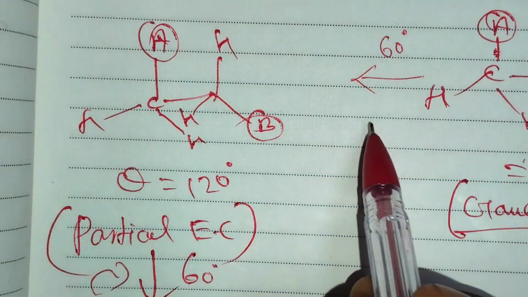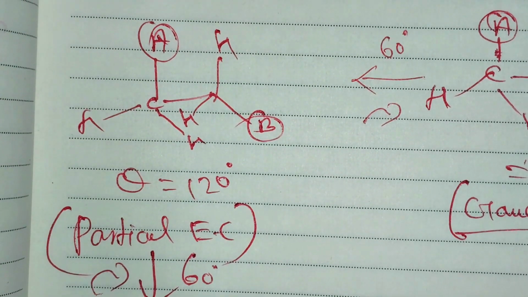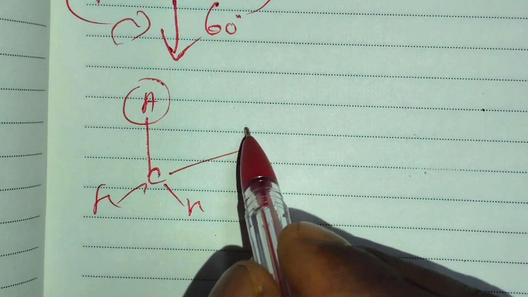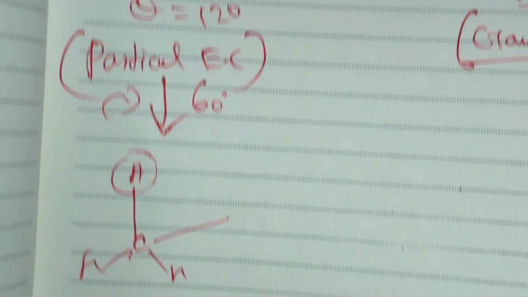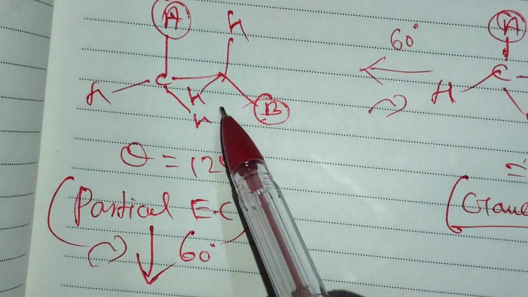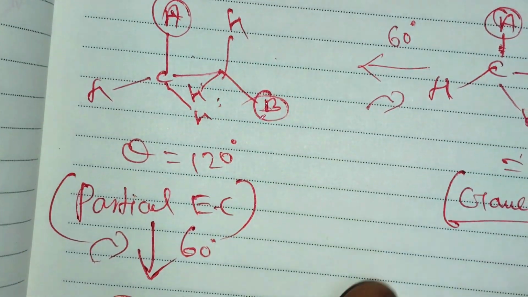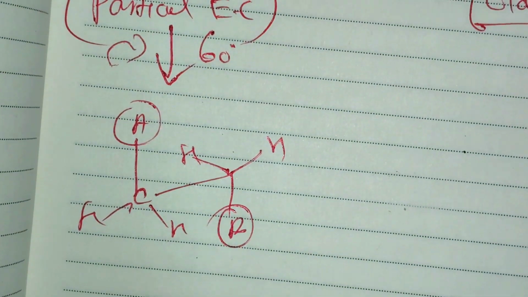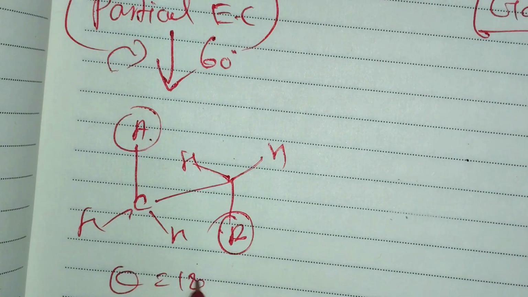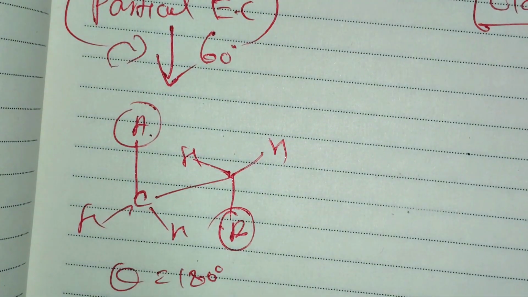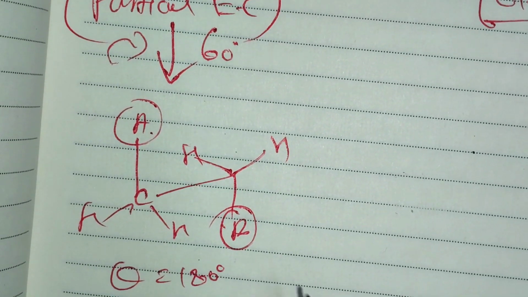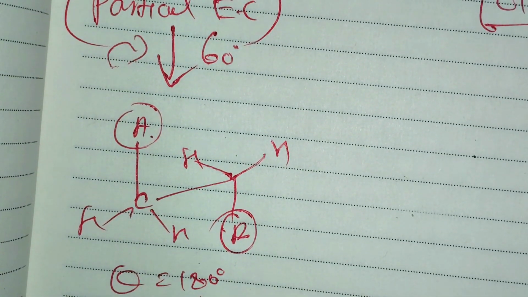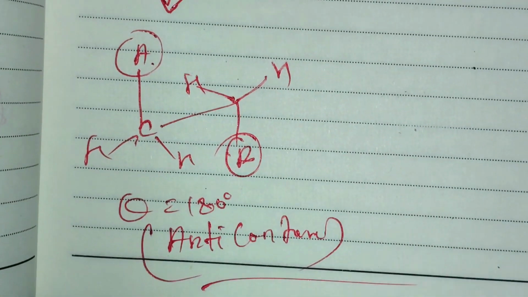Next, this molecule can be rotated again by 60 degrees. So we get A with a carbon and hydrogen, and again this B comes to here, and this hydrogen is there. So here is B, here is hydrogen. Here A and B theta is equal to 180 degrees. This exact 180 degrees is nothing but the anti-conformer. This anti-conformer is the most stable.